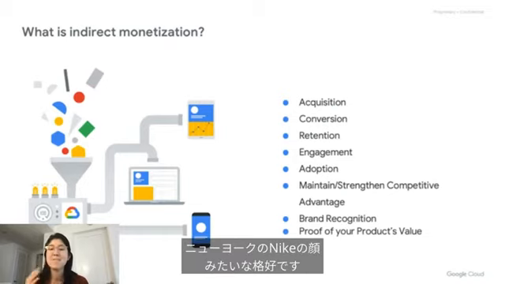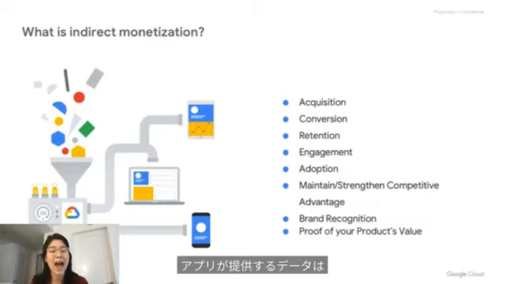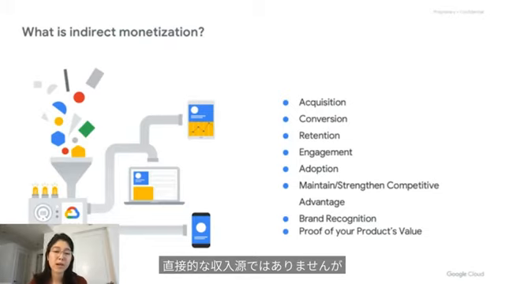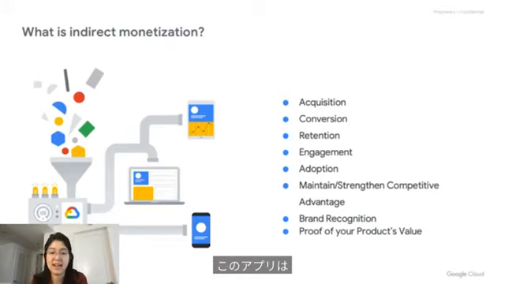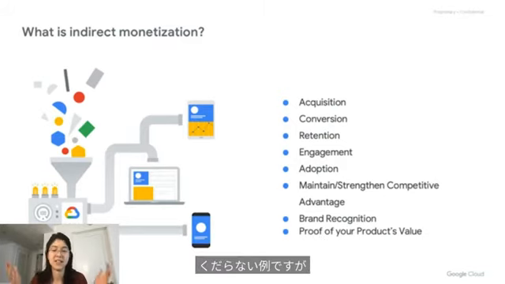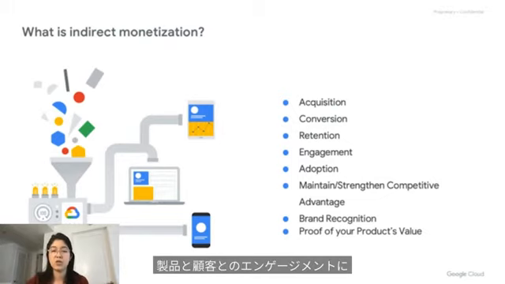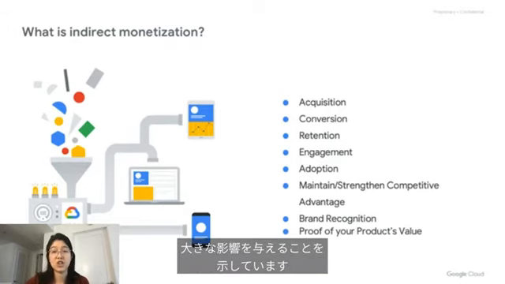But the data they gave me in their app wasn't a direct revenue stream, but it acquired me as a customer and converted me as a customer because they offered me that data that I wasn't getting in a different app. So that's just kind of a silly example of how indirect monetization can really change the way your product is engaging with your customers.